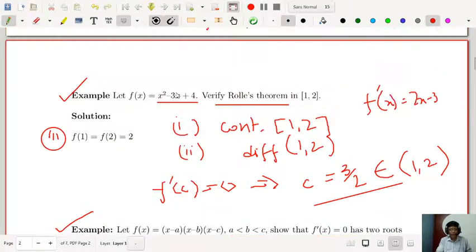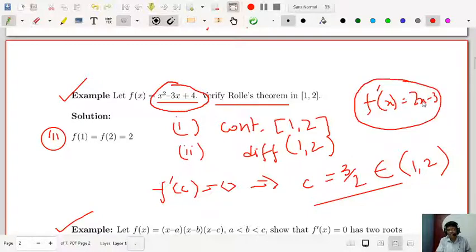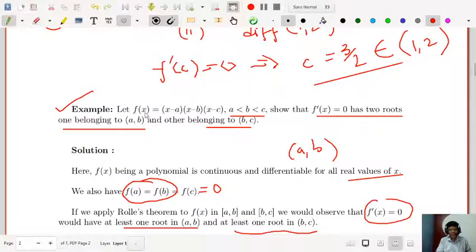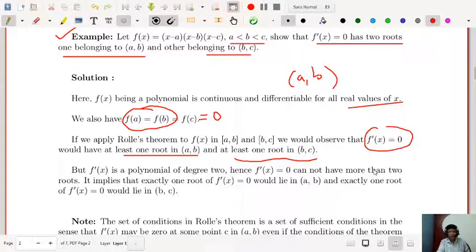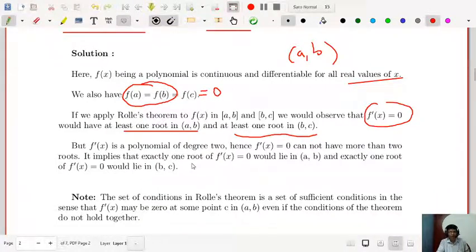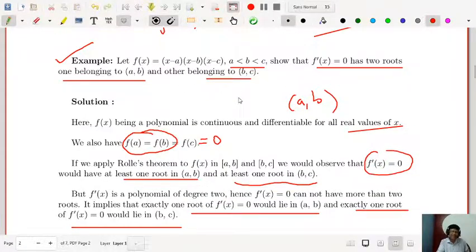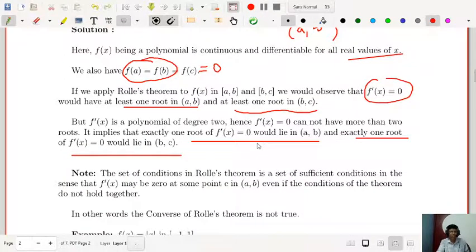You look at that, if your f(x) is a polynomial of degree 2, what is your f'(x)? f' is a linear polynomial, so its power is reduced by 1. So in this case, your f(x) is of degree 3, your f'(x) must have degree 2, so it must have two zeros or two roots. So exactly one root would lie between a and b, and exactly one root would lie in b and c. Clear? That is actually the requirement of the example of this problem. Clear? So this is the explanation I have written here.